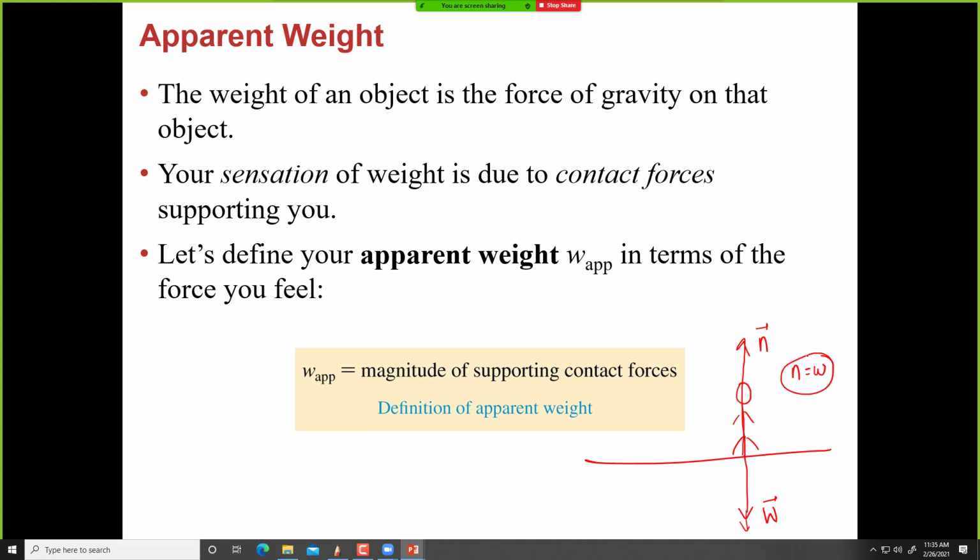Okay. So this is the force that gives us the sensation of weight or heaviness or lightness, the feeling of our weight. And it is also called apparent weight.